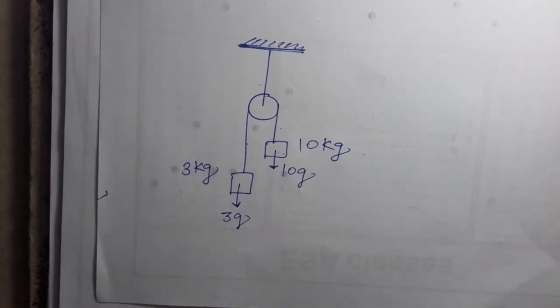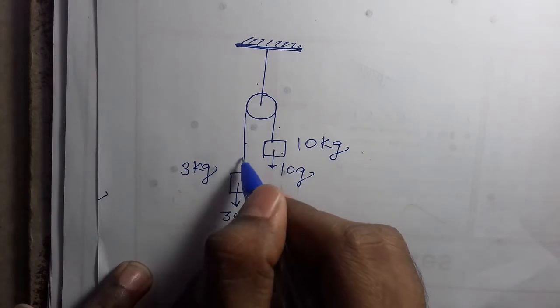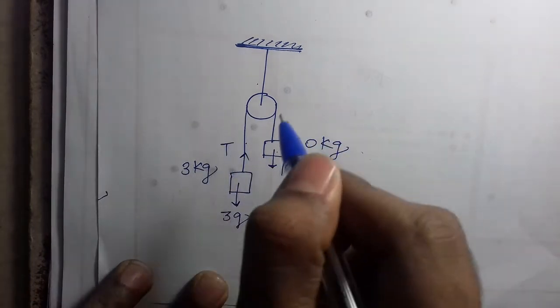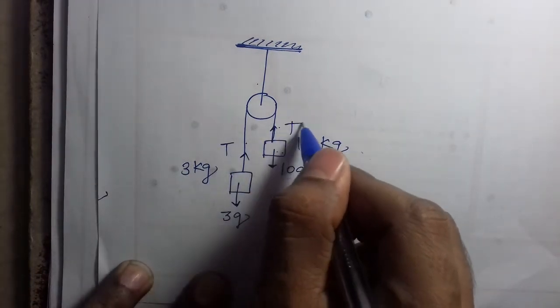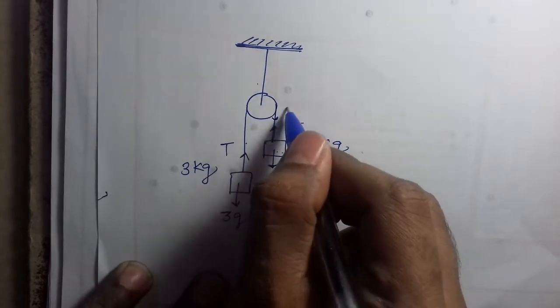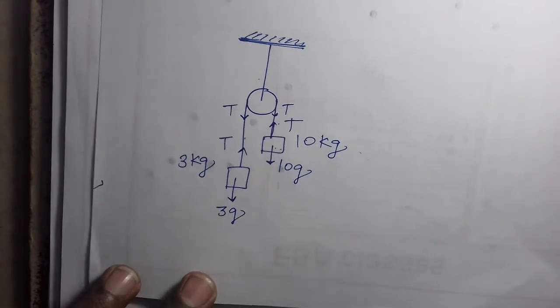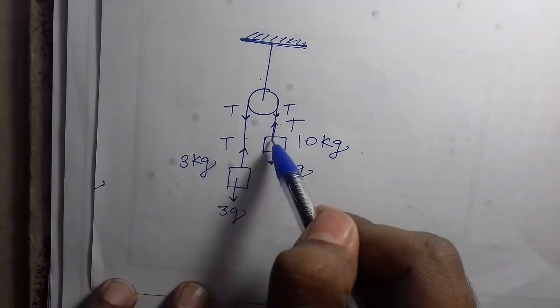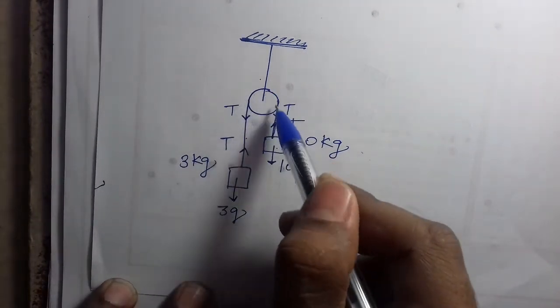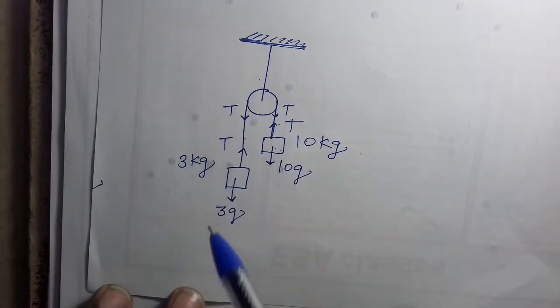Then after mass what? Surface is not present. Then after surface string produces tension. This string produces tension T, this string also produces tension T. String pulls pulley in downward direction, on this side also tension is in downward direction. As long as string is same, tension is same.